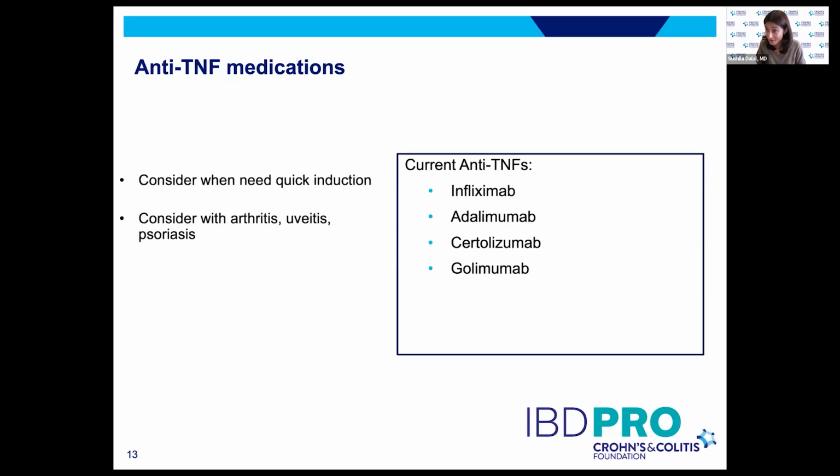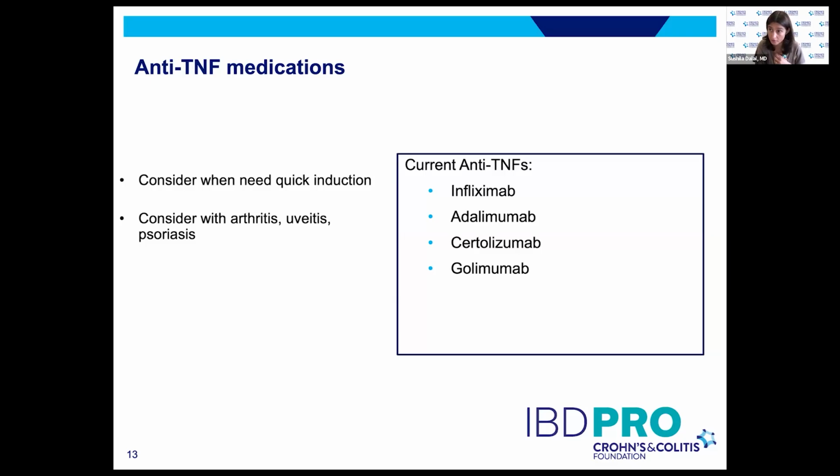Anti-TNF medicines, we know about these for the most part. Infliximab has been out since 1998, so we have a long track record of these medicines. So infliximab is our IV medication, but it now has an injectable form. Adalimumab, certolizumab is for Crohn's only. Golimumab is for ulcerative colitis only. These medications are good when you need a quick induction. In particular, infliximab has been well studied in acute severe ulcerative colitis.